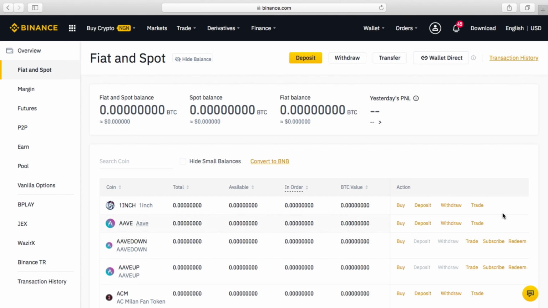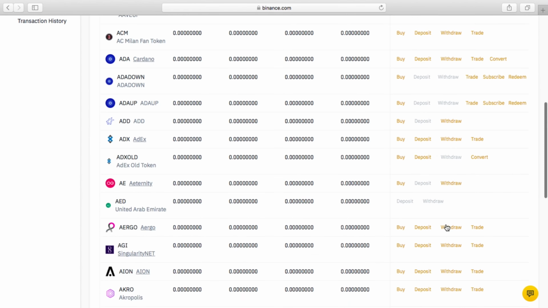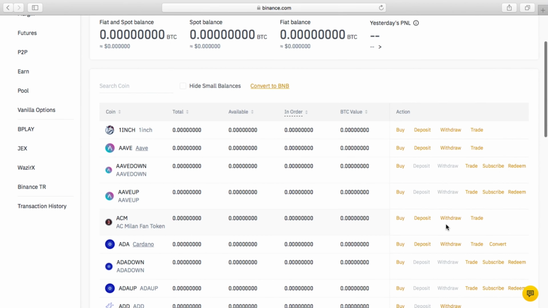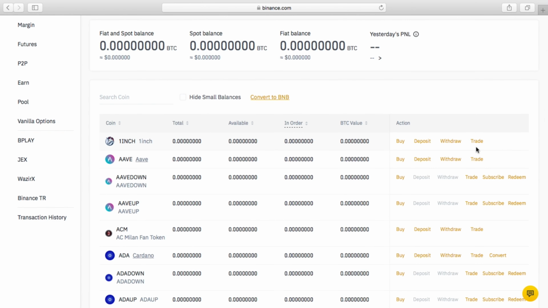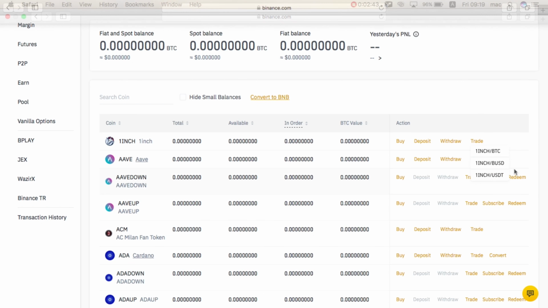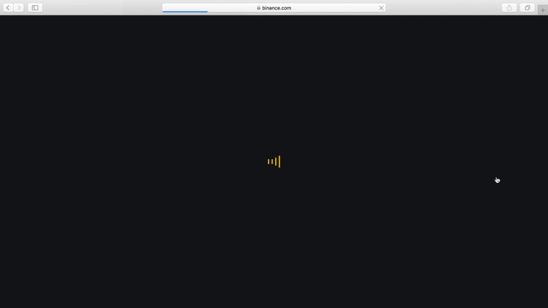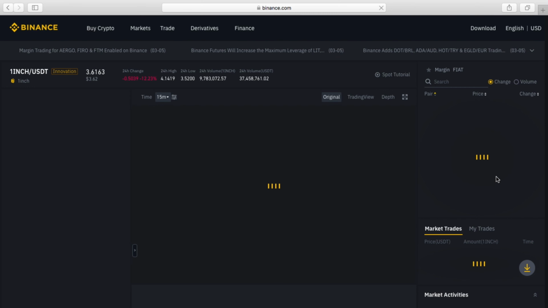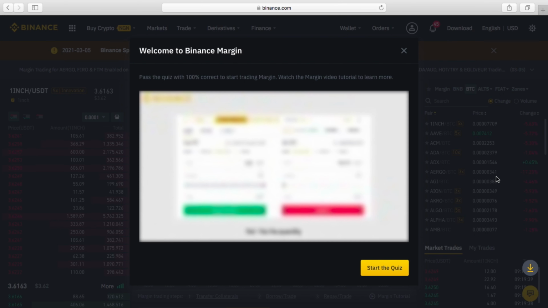If you want to trade spot, you have to click on this Trade. Okay, you click on Trade. Let's say I want to trade 1INCH. I click on Trade, and 1INCH/BTC will appear. These are the pairs that are currently traded on the Binance platform: 1INCH/BTC, 1INCH/BUSD, which is the Binance US dollar, and 1INCH/USDT. I want to trade the 1INCH/USDT, so I click on it. This is what it's going to show me.